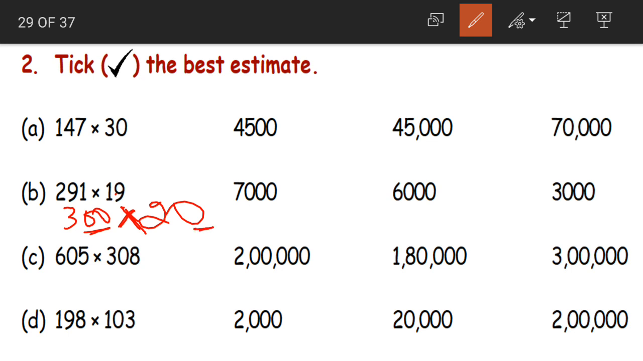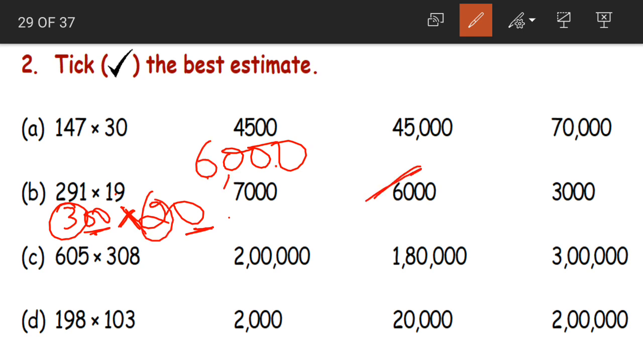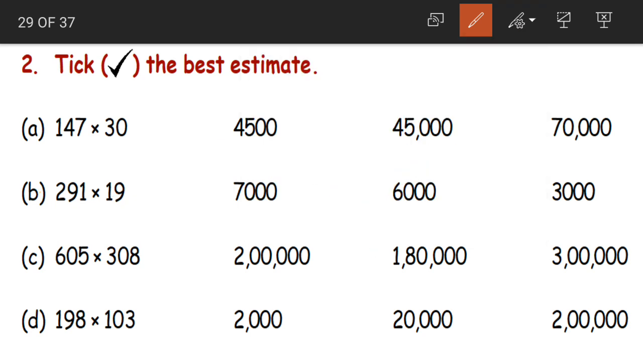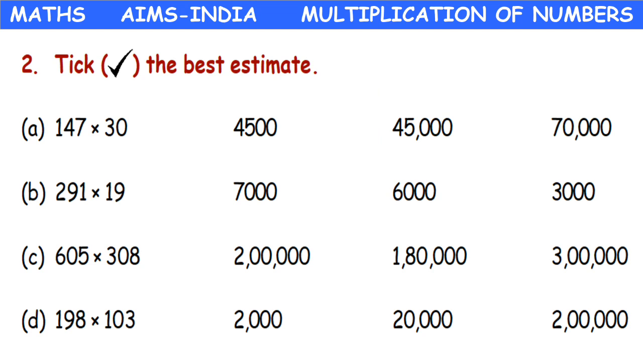How to multiply? We are having 3 zeros, so 3 zeros in the answer. 3 twos are 6. 6000 becomes our answer. That is B here. Okay children, as I said, depending on the options given here, you need to understand whether to estimate to the nearest tens or hundreds. But normally, whenever you are estimating, it is given in the question whether you have to estimate to the nearest tens or hundreds.